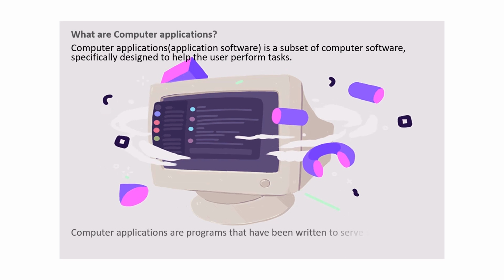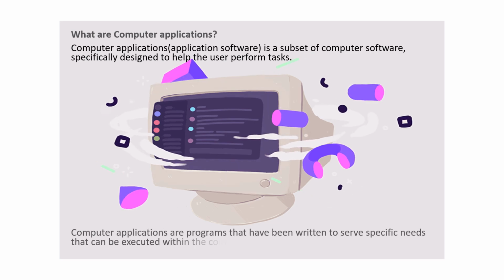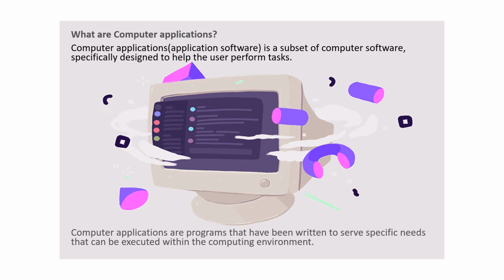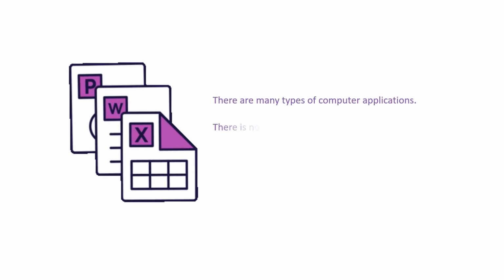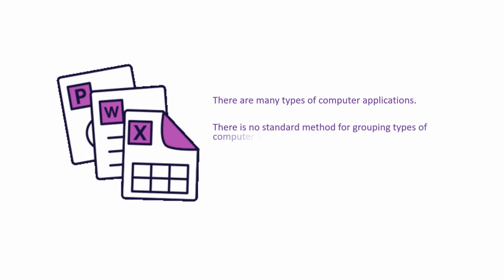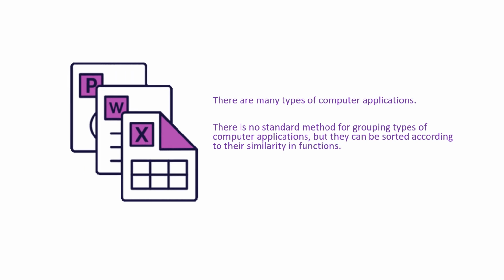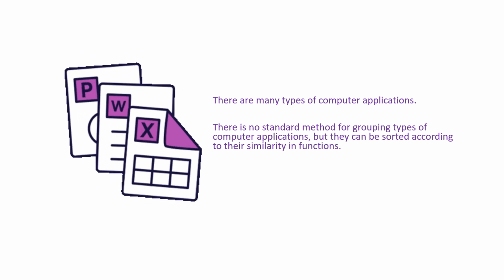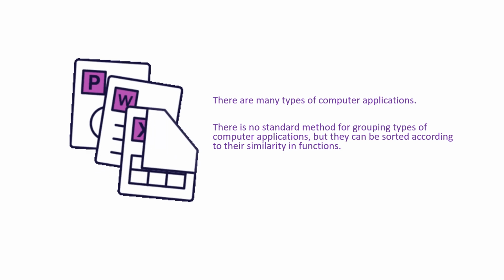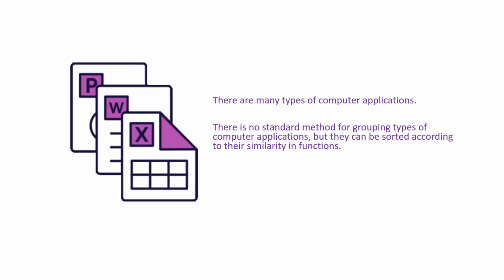These are programs, we can say, that have been written to serve specific needs that can be executed within the computing environment. And there are many types of computer applications. There is no standard method for grouping the types of computer applications, but they can be sorted according to their similarity in functions. So now we can move on to the important types of computer applications.